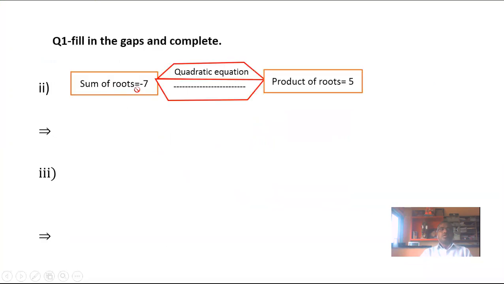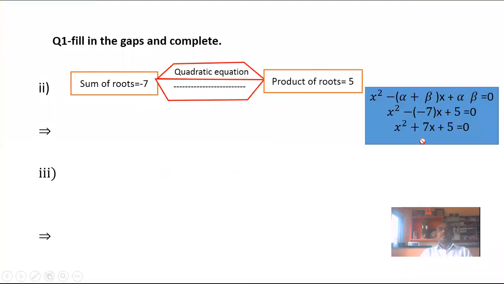Sum of roots is minus 7 and product of roots is equal to 5. Write the required quadratic equation in dash dash. Here we know that the required quadratic equation when roots are given is x square minus (alpha plus beta) x plus alpha beta is equal to 0.